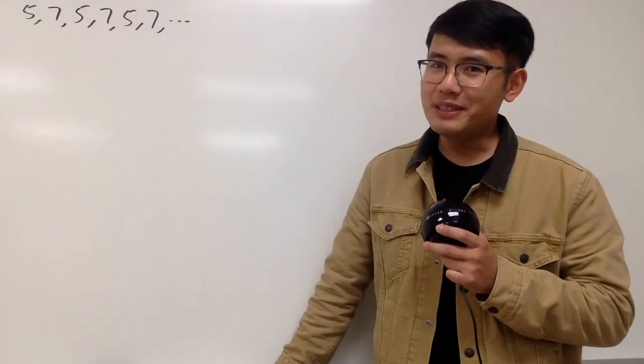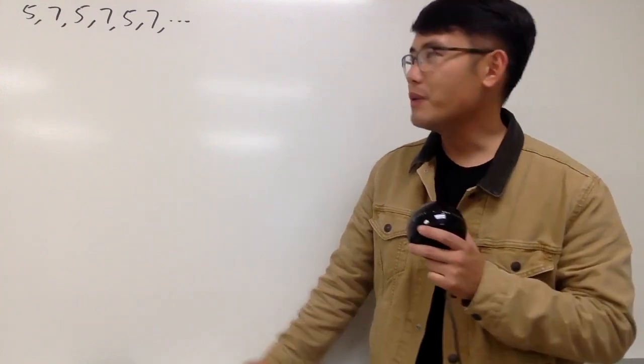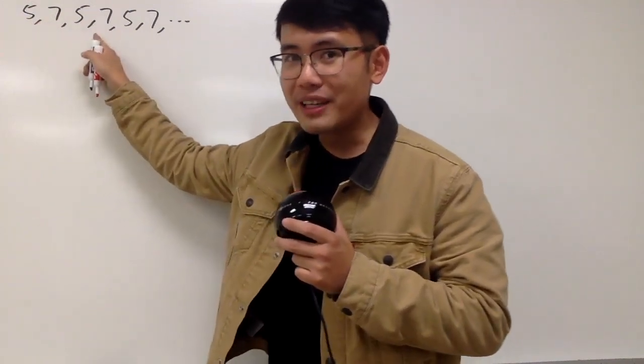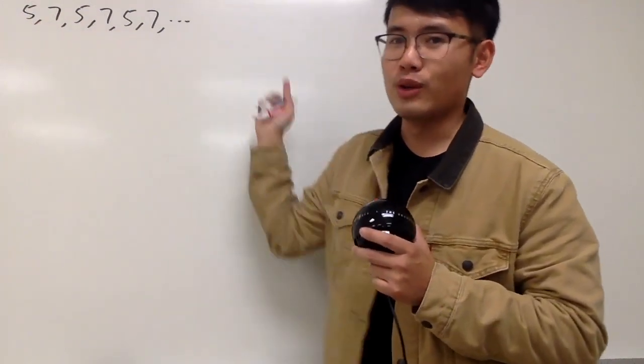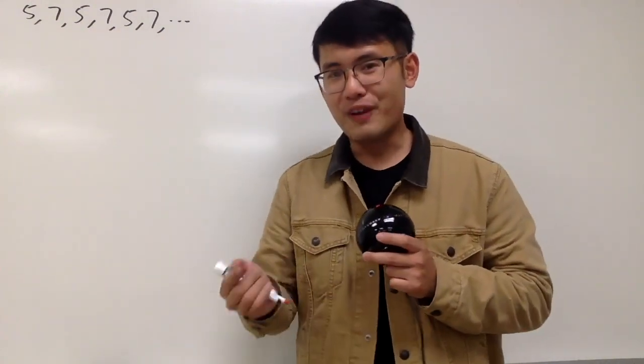Yeah, this is really easy, just 5, 7 all the way. But how can we write an explicit formula for this? Well, notice that we add 2 here, and then we subtract 2, and then we add 2 again, and we subtract 2, and so on. Let me tell you guys how to do it real fast.